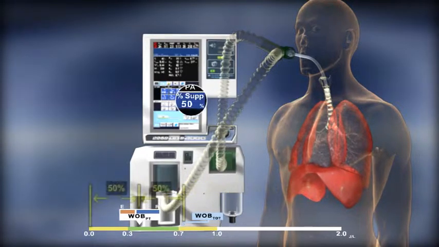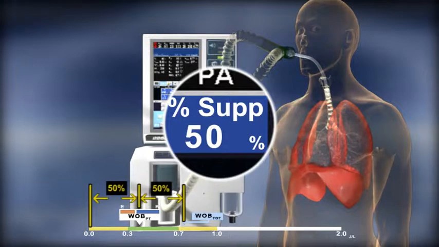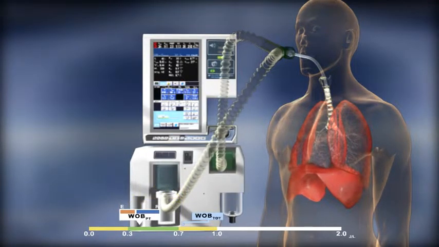In this example, we have set the percent support at 50%. This means that the patient does 50% of the work and the machine will do 50% of the work. As this support pressure is applied, you can then see the patient's work move down into a reasonable level indicated by the green zone.